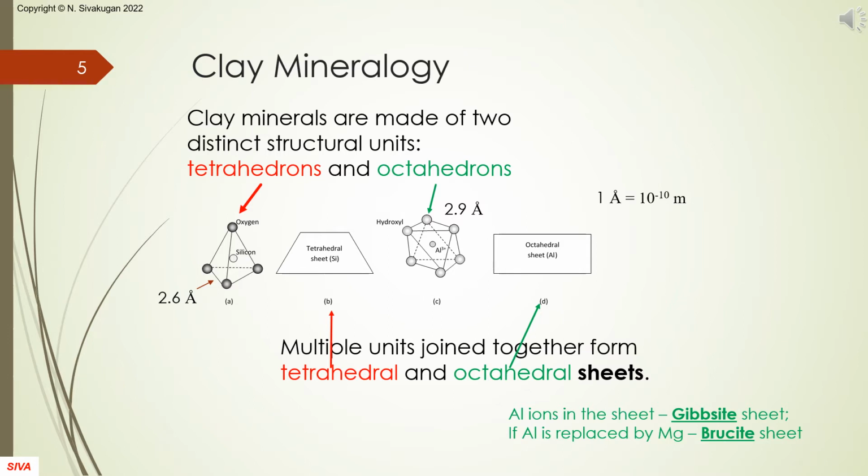All clay minerals are made of two distinct structural blocks, four-sided tetrahedrons or eight-sided octahedrons. A tetrahedron has an oxygen ion at the four corners and silicon at the center. Octahedron has an OH ion at the six corners and an aluminum ion at the center. Hundreds of tetrahedrons or octahedrons join at the base, forming a tetrahedral or octahedral sheet.